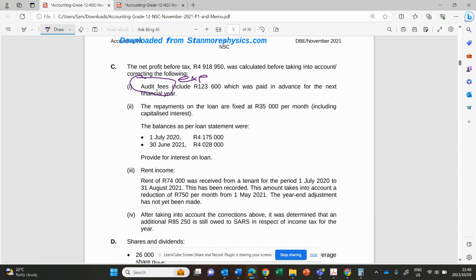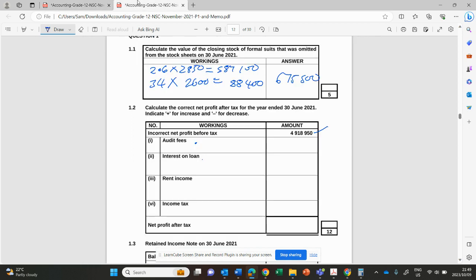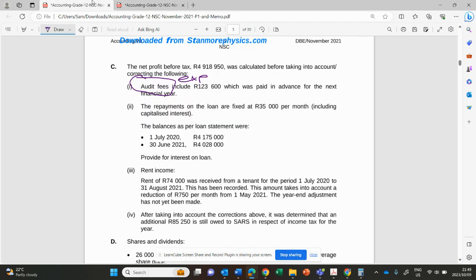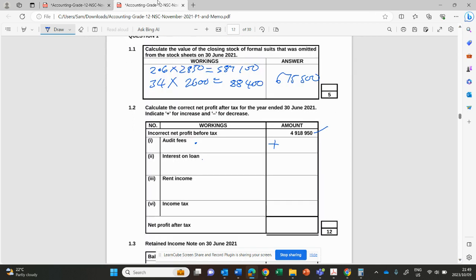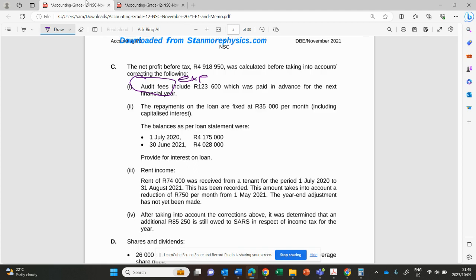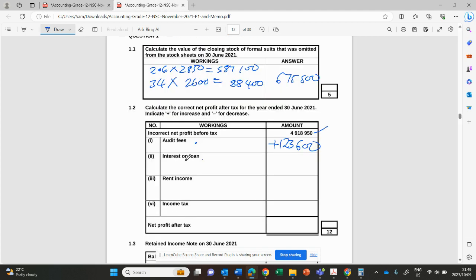So how do we rectify this? You're going to add back the amount that was subtracted. So this is the prepaid expense, you add it back. So you're going to add back the prepaid expense here. 123,600. Is it correct? 123,600. Okay, it's fine.